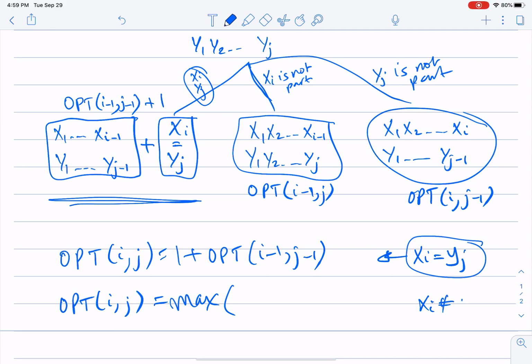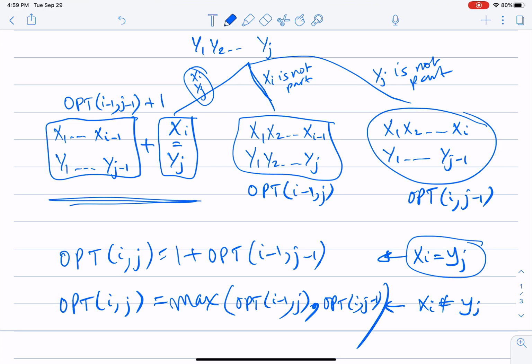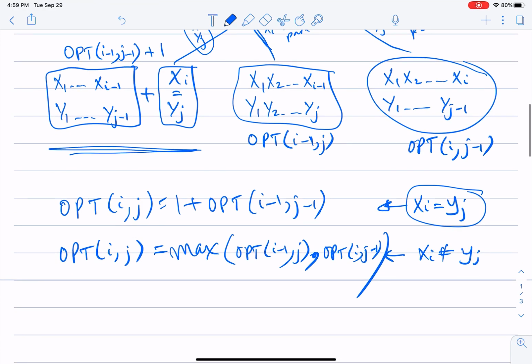If xi is not the same as yj, then either xi might go with some of the letters from 1 to j, or yj will go with one of the letters from x1 to i minus 1. And this is where the opt of i minus 1, j or the opt of i, j minus 1 comes in, and we take this max. Now, of course, if i is 0 or j is 0, then opt of ij is 0. The length of the longest common subsequence between two strings, one of which has no letters in it, has to be 0. Okay? So this is the recursive formula here.